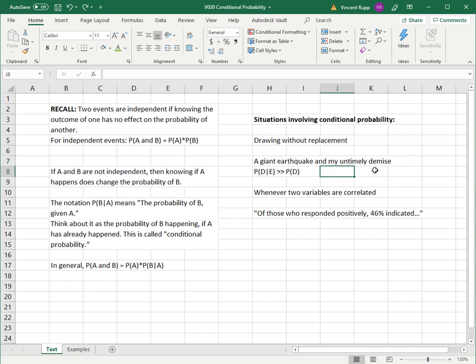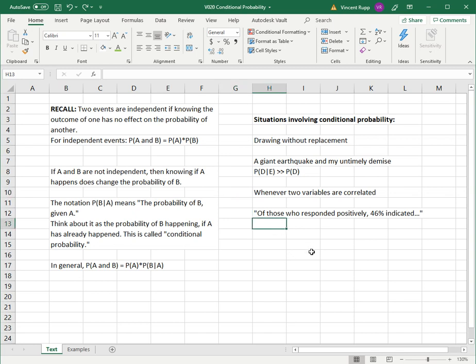A giant earthquake and my untimely demise would definitely be two events that are not independent. Because if a giant earthquake happens in the Pacific Northwest, which some people say is overdue, I am much more likely to die than I am just overall. And you could represent that with this notation. The probability I die if there's a giant earthquake is much bigger than the probability I die in general. And really, whenever two variables are correlated, they are not independent, whether you use correlated in the strict statistics term or just whether any two things go together.